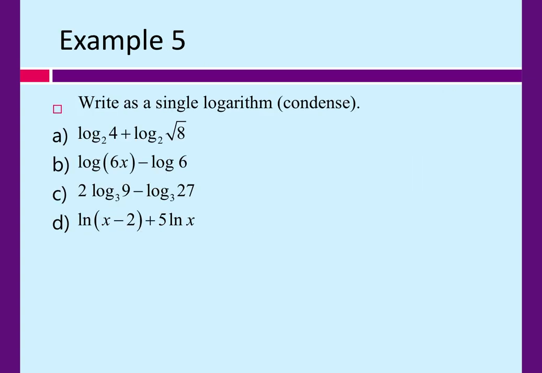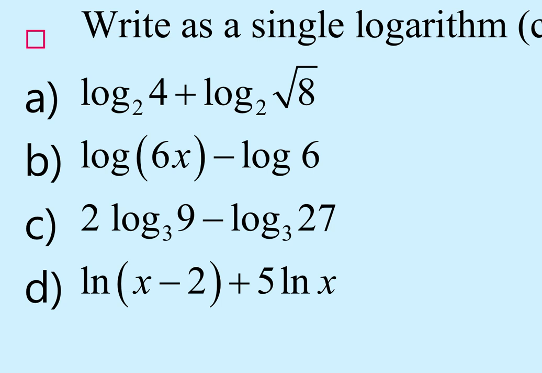All right, let's condense them. So A says, and we're not going to worry about simplifying first, we're just going to condense. So technically log base 2 of 4 could become 2, but that would be if we were expanding and simplifying. Now we're condensing. So this is addition, which means what? Multiplication. So this would be log base 2 of 4 times the square root of 8.